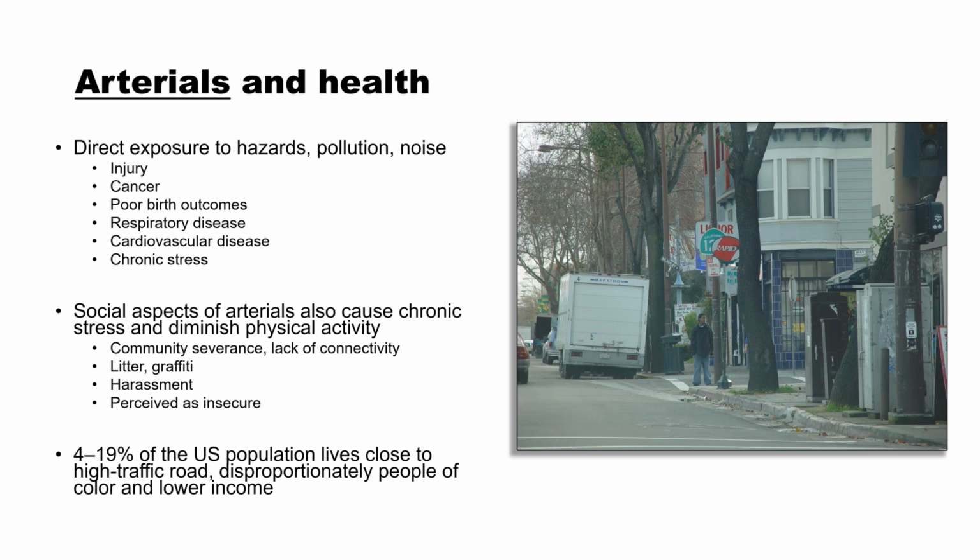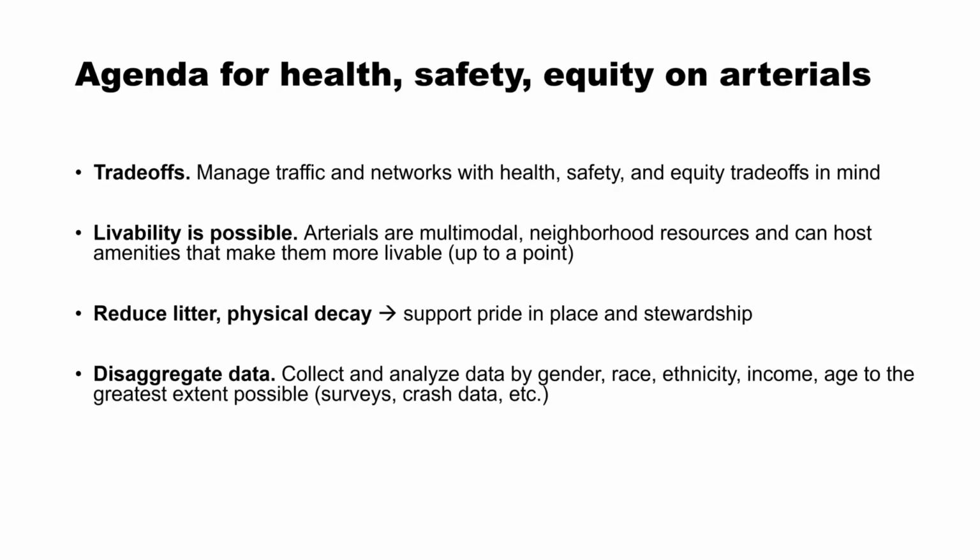And these are reasons why we want to take on an agenda for health, safety, and equity in arterials, to acknowledge the trade-offs. We want to manage traffic and networks with health, safety, and equity trade-offs in mind. We know that livability on arterials is possible. They are multimodal places. They are neighborhood resources that can, in fact, host amenities that make them more livable, at least up to a point. We want to reduce litter and physical decay. We want to support pride in place and stewardship on our arterials. This helps us balance the mobility function of that road as well as their place function.